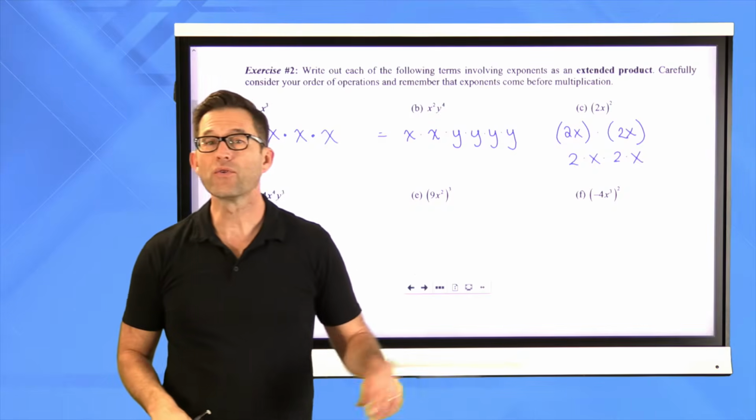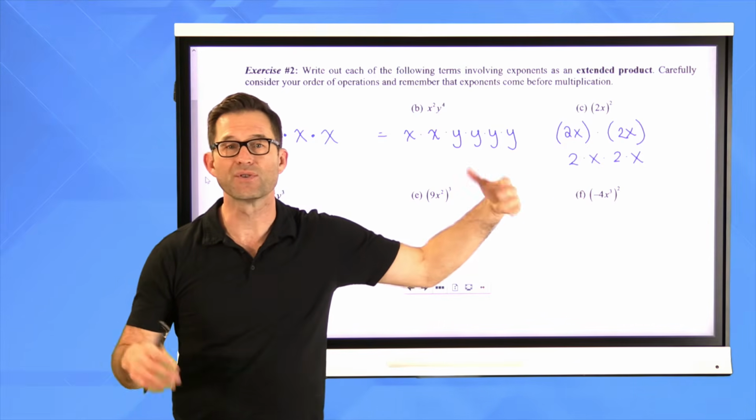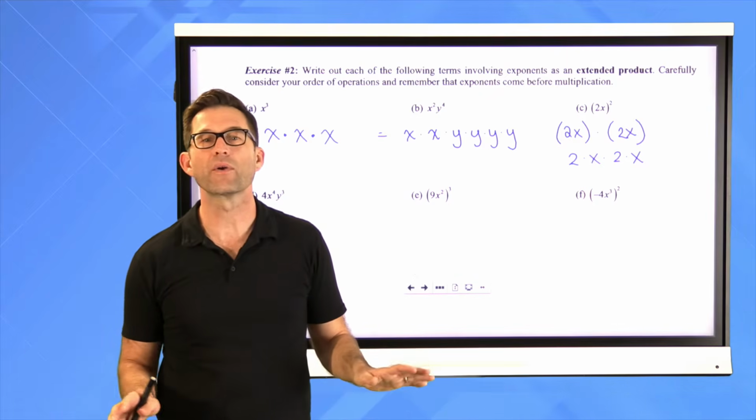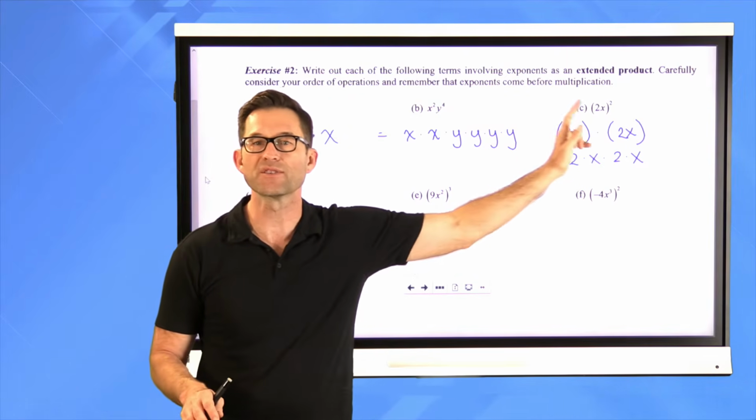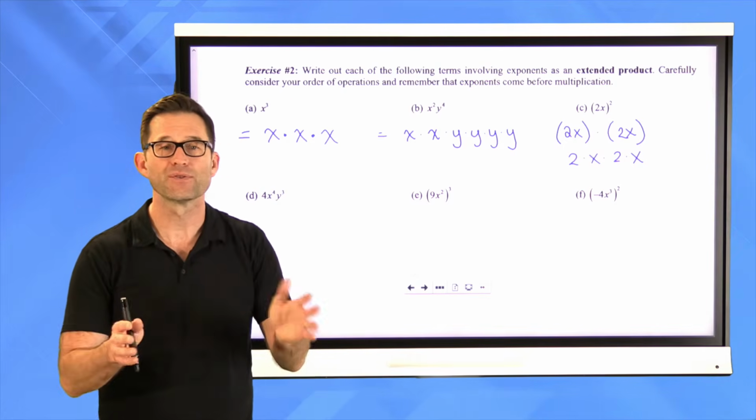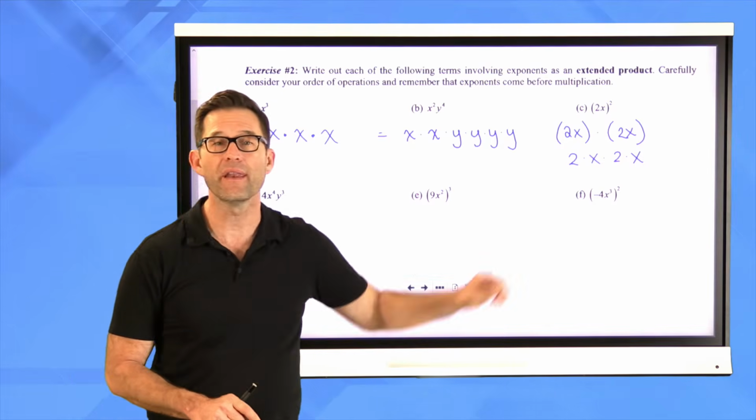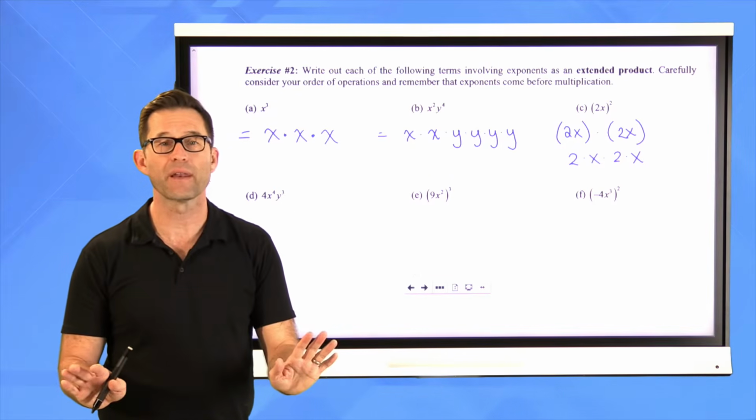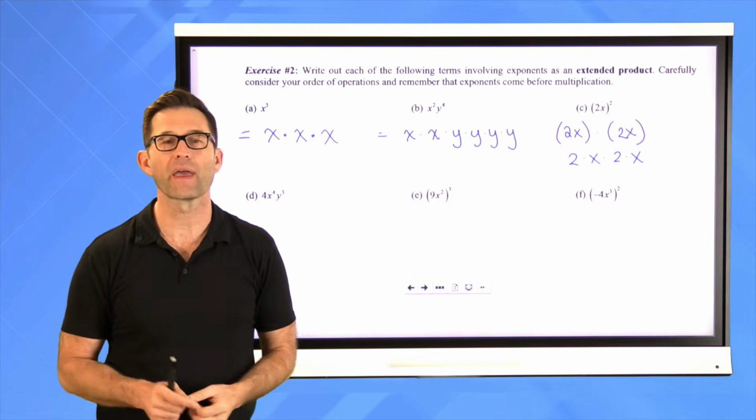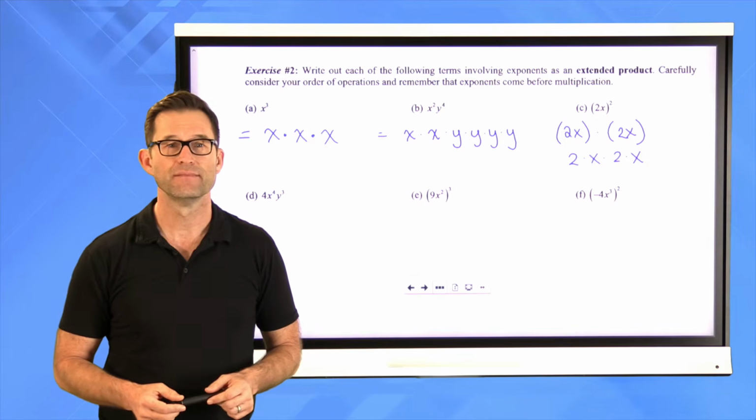All right, now we could rewrite this in different ways by using the associative and commutative properties of multiplication. But all I want us to be doing right now is understanding what these expressions are telling us in terms of extended products. So pause the video now, and why don't you go ahead and try to do D, E, and F. Just write them out as extended products. Don't worry about combining anything or multiplying anything out. Just write out what the exponents are telling us.